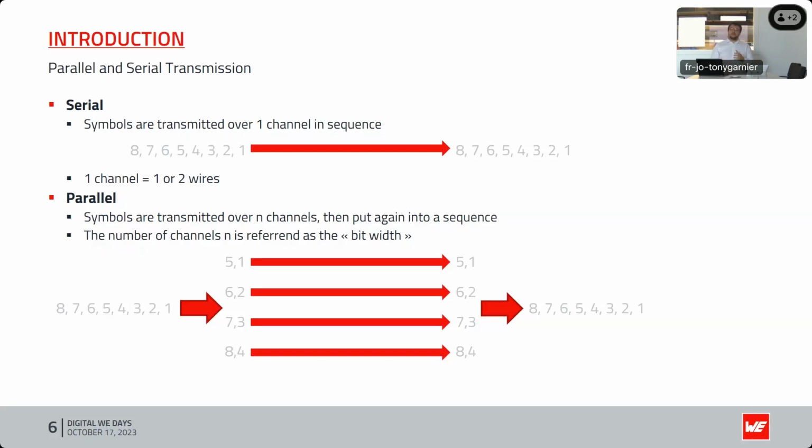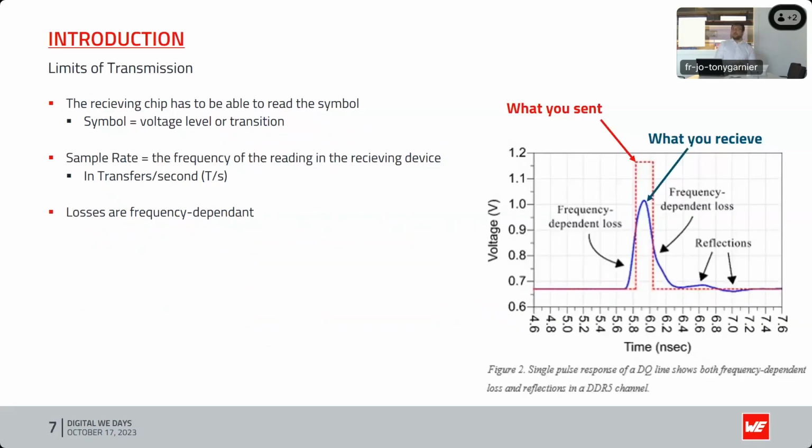As we see, parallel signaling can, in theory, be much faster, because you can pass the bits over a number of channels, n. So if the channels can pass the same amount of data, parallel will have a throughput n times over. It's not that simple. First, we have limits to this transmission.